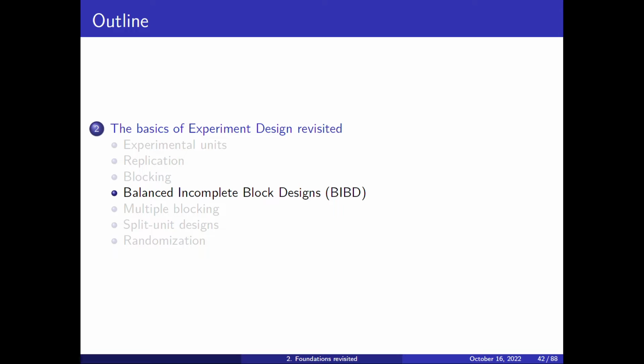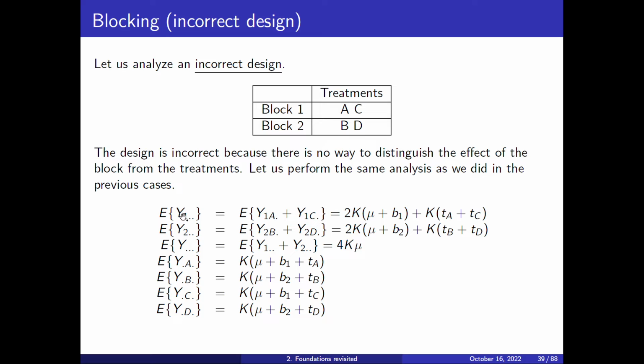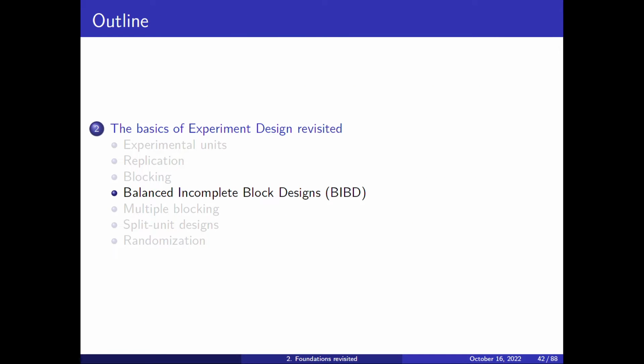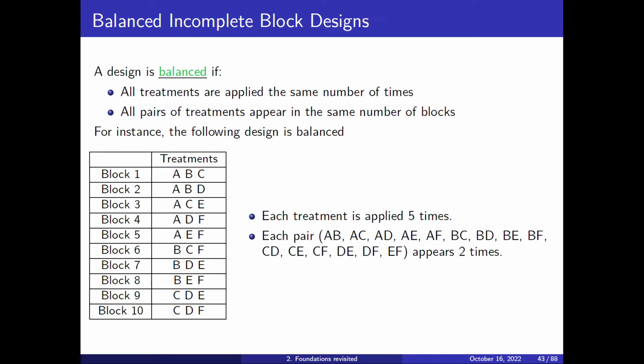So in this section, we will learn how to design balanced incomplete block designs. This is a problem in which we have blocks and we cannot apply all treatments to all blocks for some experimental limitations. So how can we do it in such a way that the comparisons are as balanced or as good as possible?